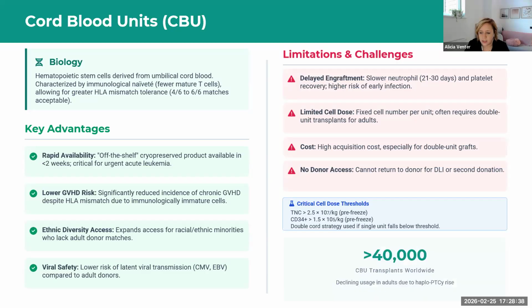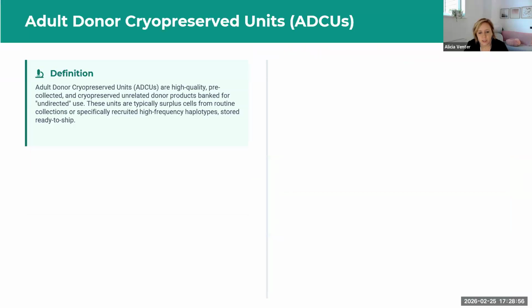But all of this being said, even though I said earlier that cord blood transplantation is on the decline, it's sort of tapering out right now, there's over 40,000 cord blood unit transplants that have already taken place, and with high degrees of success.